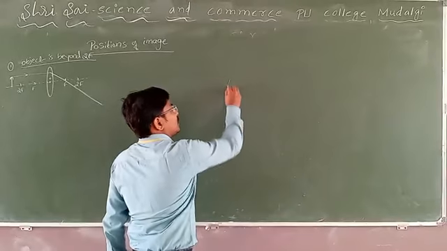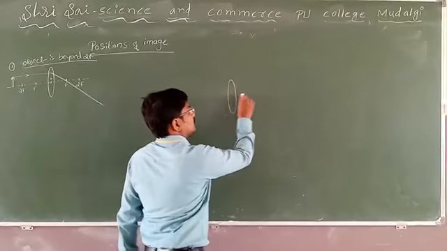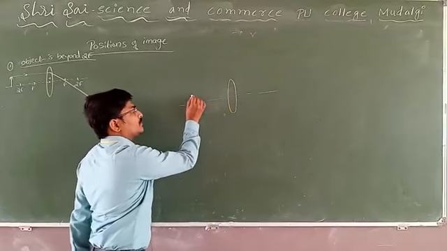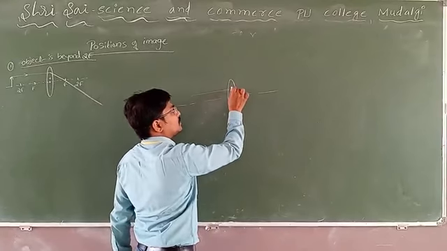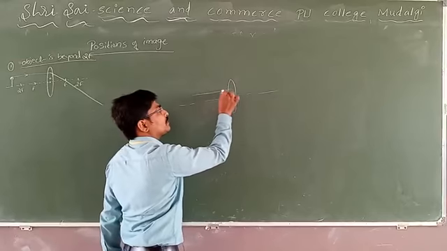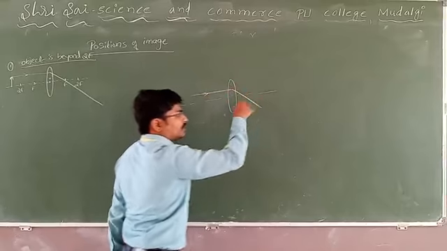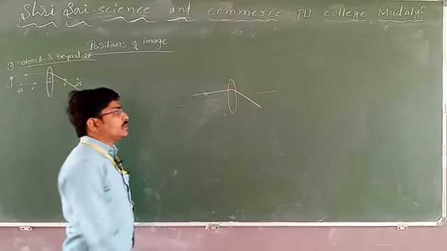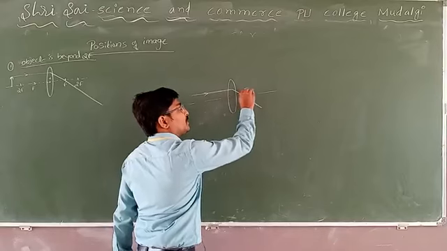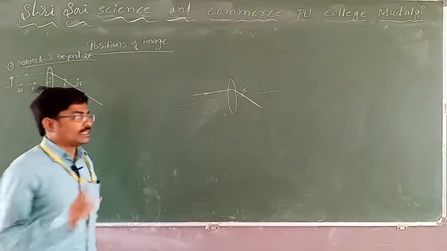If I consider a lens like this, see, this is the principal axis. If the incident ray is parallel to the principal axis, after refraction, after coming out from the lens, it cuts the point F. One case.